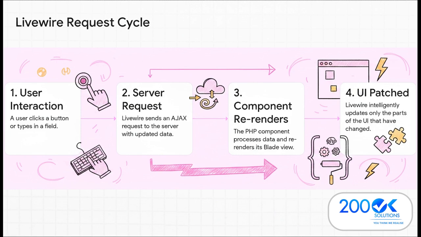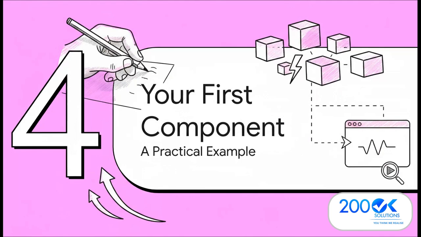Let's break that magic down into 4 really simple steps. First, the user does something. They click a button, they type into a search box. Second, Livewire instantly zips an AJAX request back to your server with the updated info. Third, your PHP component on the server gets that data, does its logic, and re-renders its little piece of the view. And fourth, this is the really clever part, Livewire gets that new HTML and intelligently patches the page, only updating the exact bits that actually changed. It's incredibly efficient.